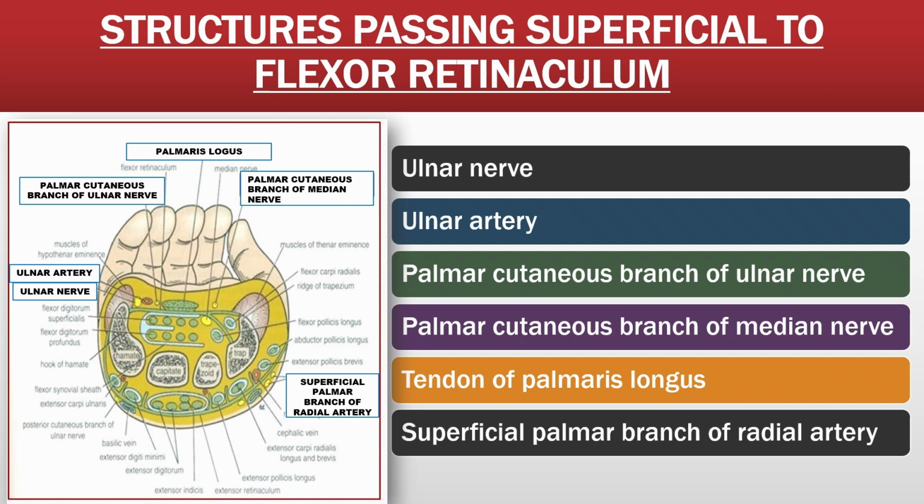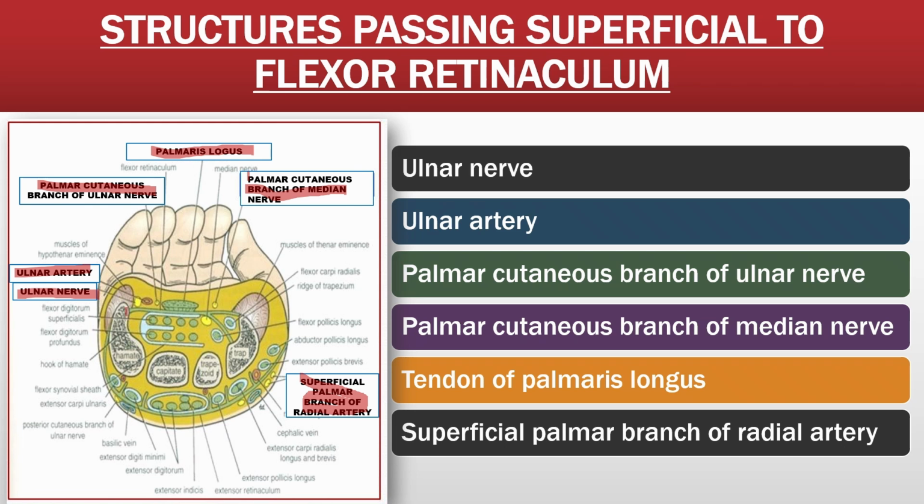So, the structures passing superficial to the flexor retinaculum are the ulnar nerve, ulnar artery, the palmar cutaneous branch of the ulnar nerve, the palmar cutaneous branch of the median nerve, and the tendon of the palmaris longus. We have already seen that the palmaris longus comes here. It joins your palmar aponeurosis. Then we have the superficial palmar branch of the radial artery, which forms a component of the superficial palmar arches.